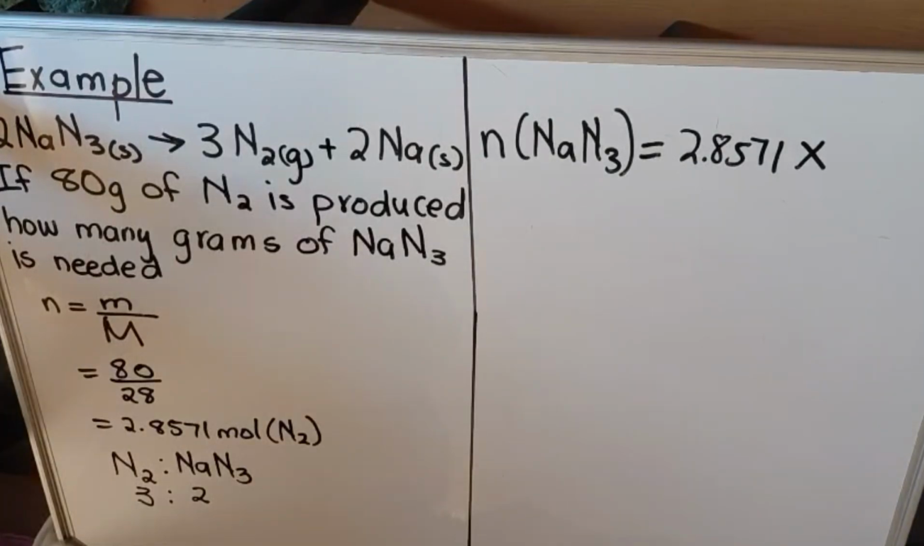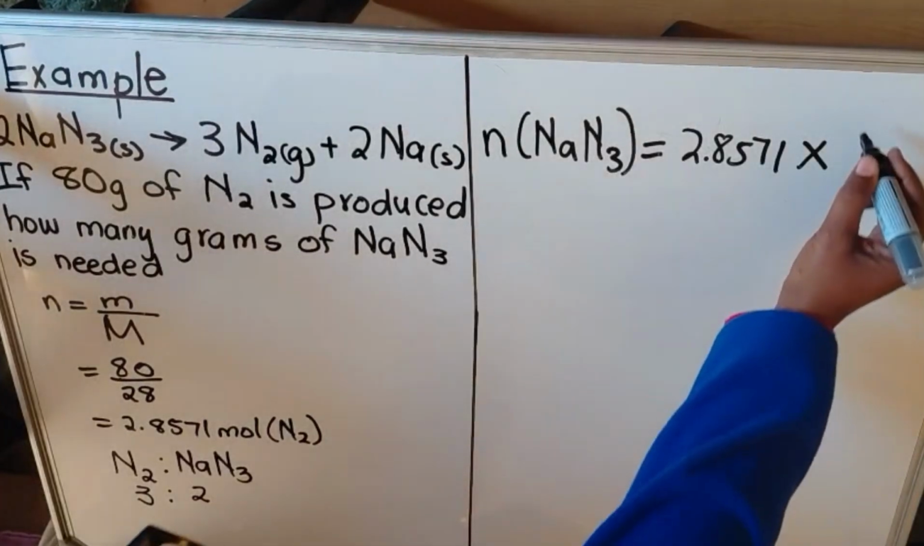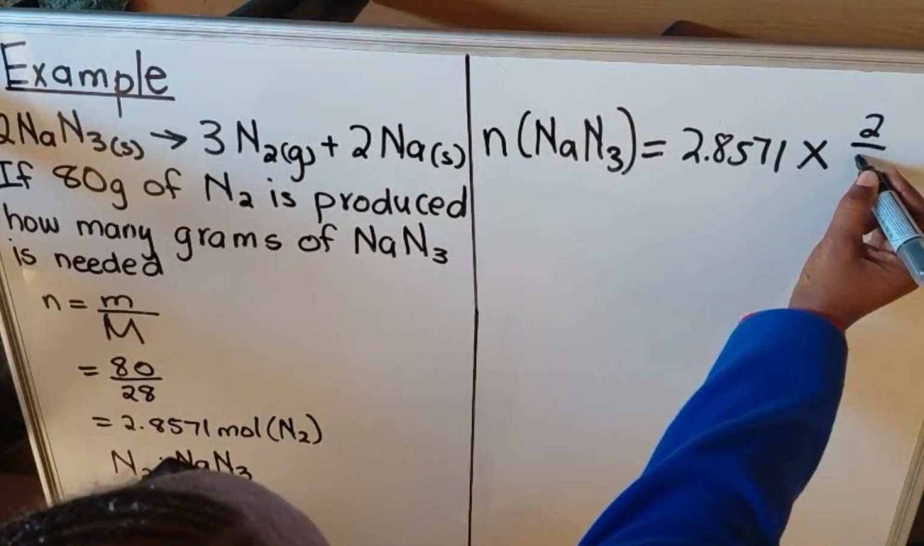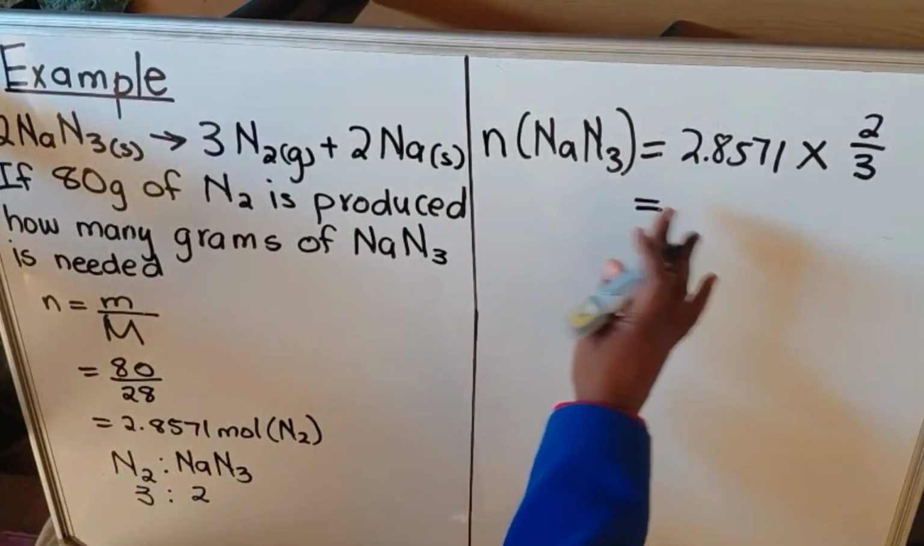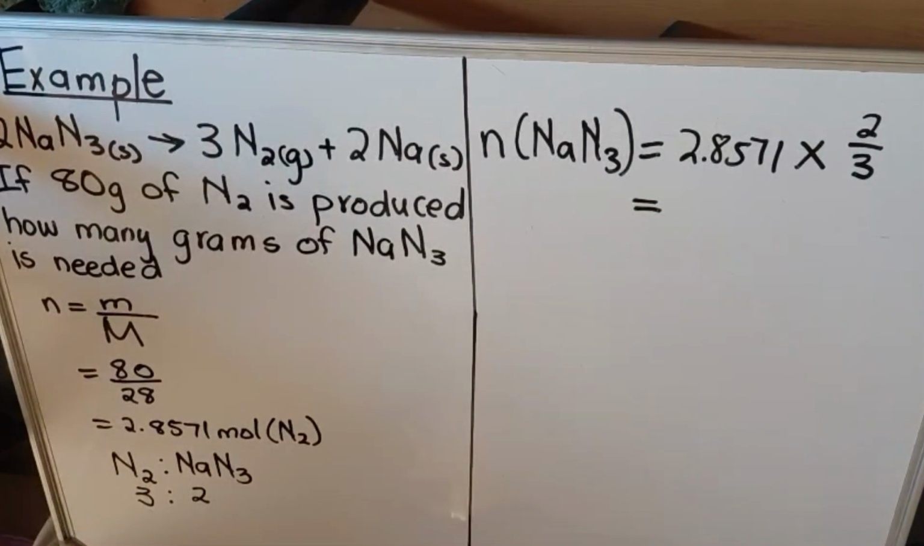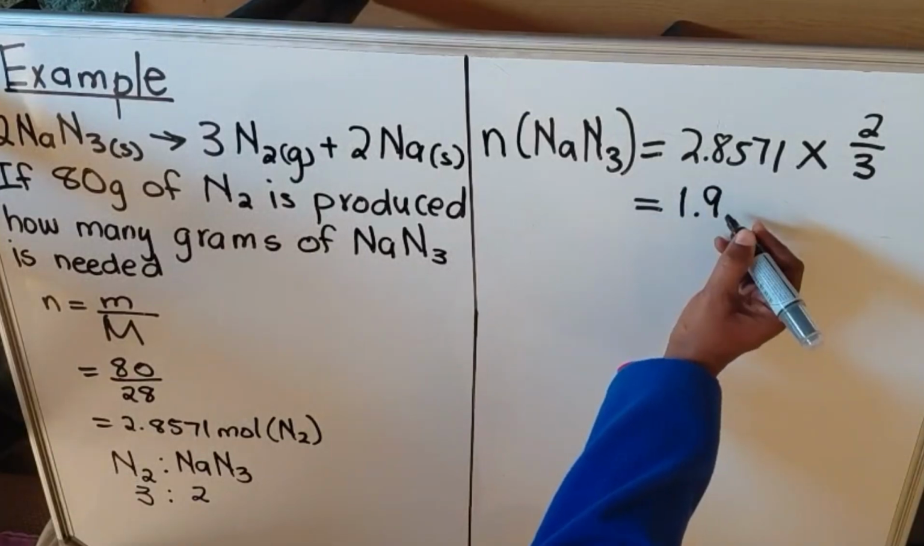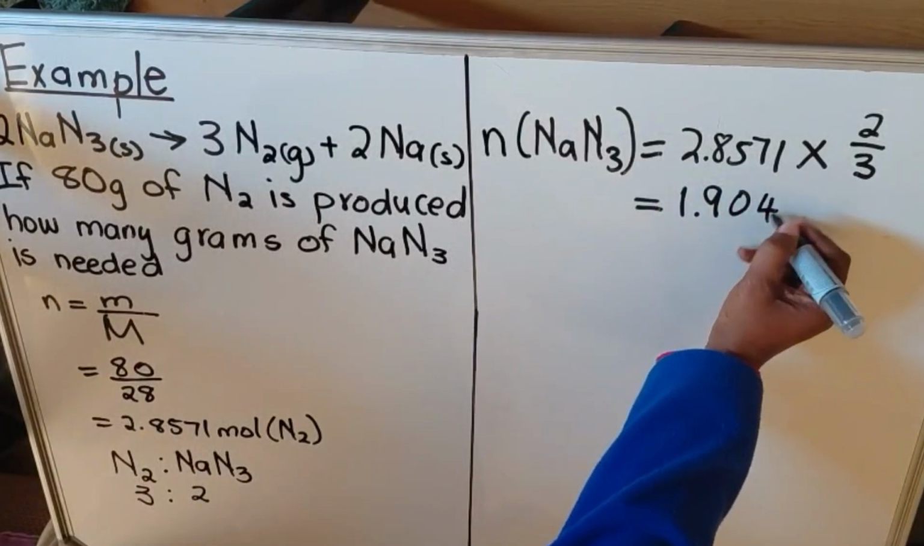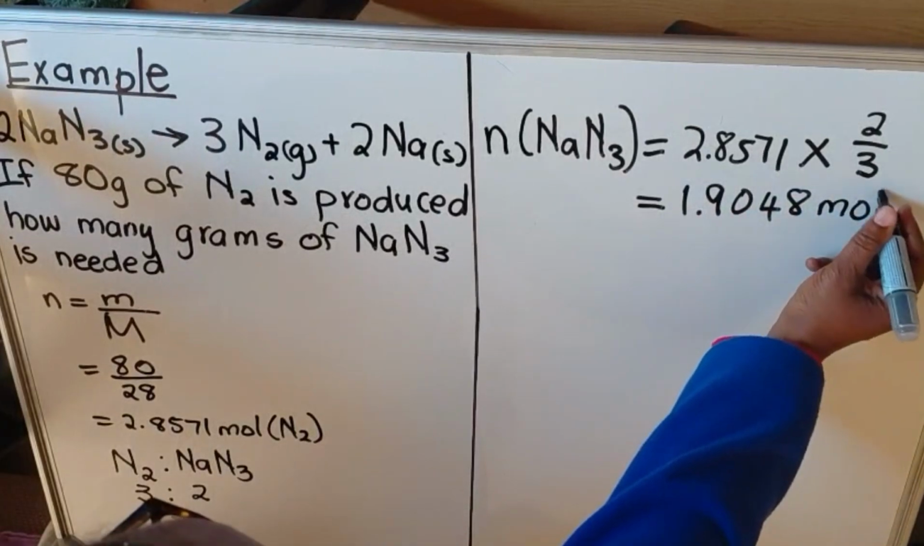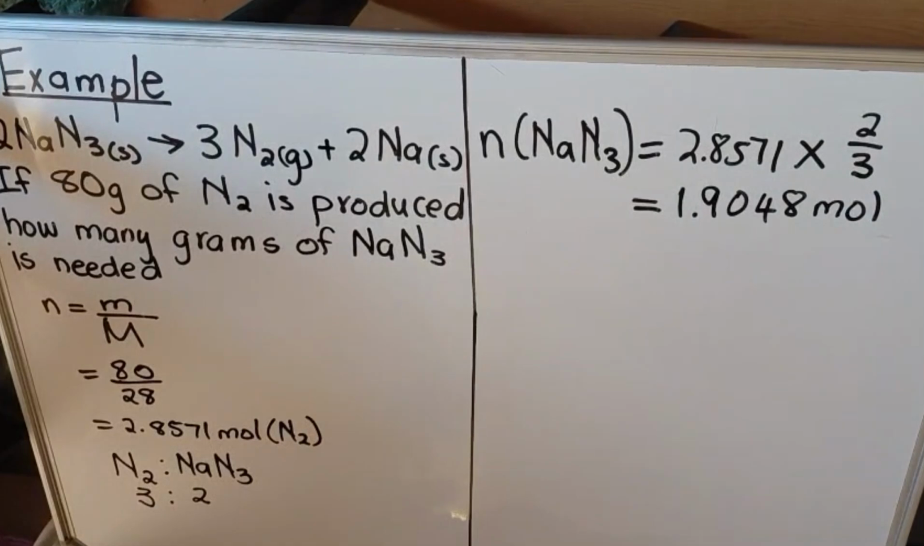You say, I have a fraction. I'm going to use the ratios, and I'm going to write the numerator to be what I want and the denominator to be what I have. So what I want is 2, and what I have is 3. When you multiply that out, you get the number of moles of sodium azide that reacted with 2,8571 moles of nitrogen. When you punch it in a calculator, we get 1,9047. I'm going to leave it at 4 digits. This is the number of moles of sodium azide.